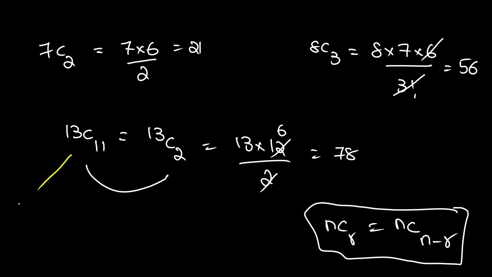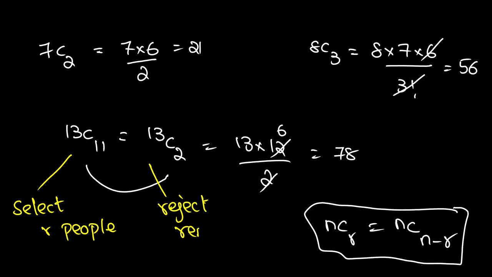Selecting r people equals rejecting the remaining people. Select r people or reject the remaining people, both same. Out of 13, for 11 people selection, the remaining people means 2 only. Rejecting them is the same. That's easy. Don't see it in formula mode. Next time you may write something else instead of n minus r, and some people will write the formula in a wrong way. So don't memorize the formula. You just see what the meaning is. Selecting r people is nothing but rejecting the remaining people, which means n minus r.